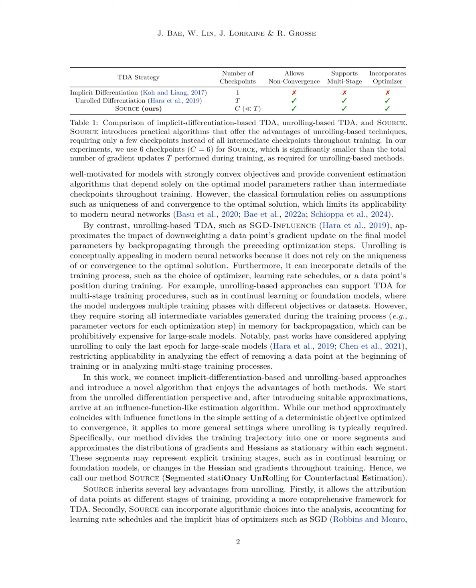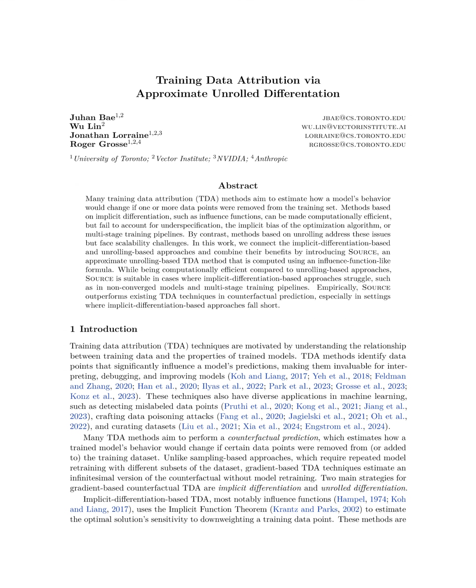Additionally, SOURCE does not require storing all intermediate variables generated during training, leveraging only a few model checkpoints, making it more memory efficient for large-scale models. The method also addresses challenges faced by implicit differentiation-based techniques, such as analyzing non-converged models or models trained in multiple stages, providing more accurate and reliable attributions in these scenarios. Overall, SOURCE offers a robust and efficient approach to TDA, enhancing model interpretability, debugging, and improvement processes in machine learning applications.